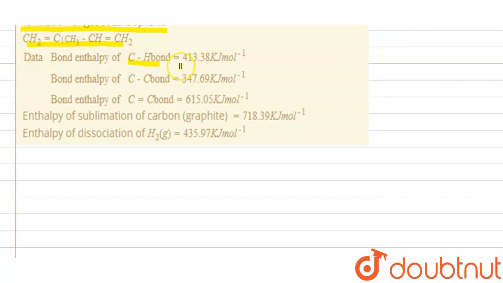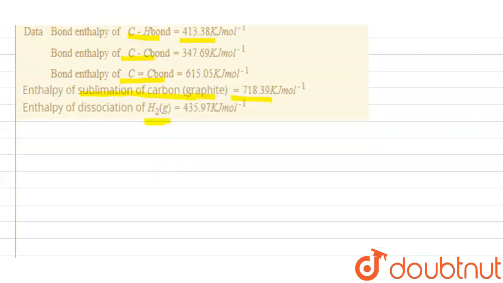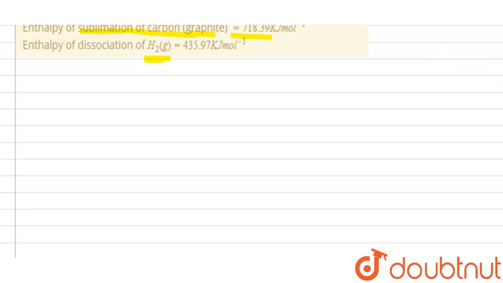For the CH bond it is 413.38, for the CC bond it is 347.69, and for the C double bond C bond it is 615.05 kilojoule per mole. Enthalpy of sublimation of carbon graphite is given as 718.39 kilojoule per mole, and enthalpy of dissociation for the hydrogen gaseous atom is given as 435.97 kilojoule per mole.